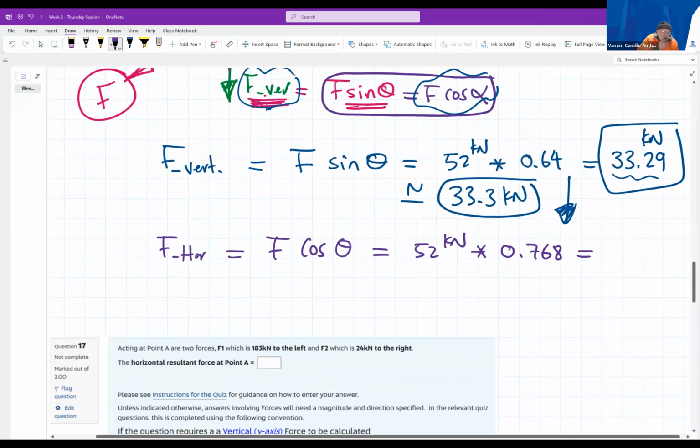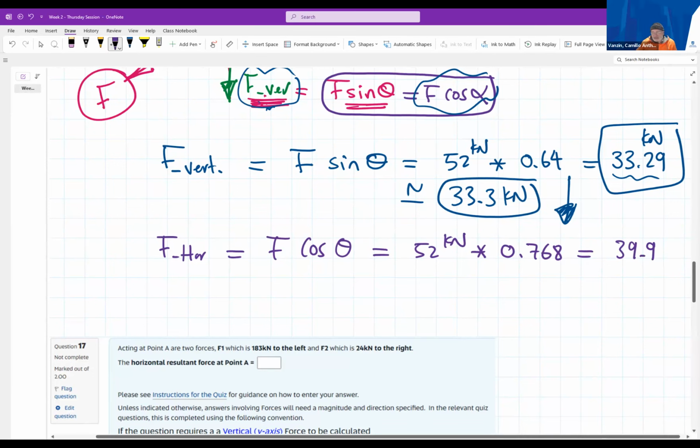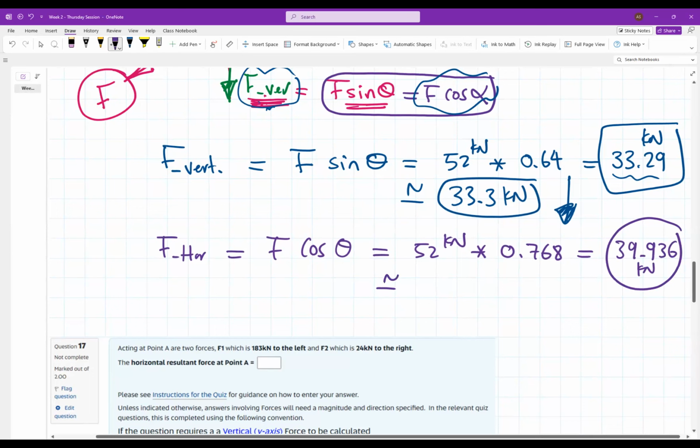So how much is the value? 41.28? No, wait a minute. Sorry, I got the wrong thing here. It is 0.768. So the answer is 39.936 kilonewton. The accurate value is 39.936 kilonewton, right? If you write it to the nearest one decimal place, it becomes 39.9 kilonewton.